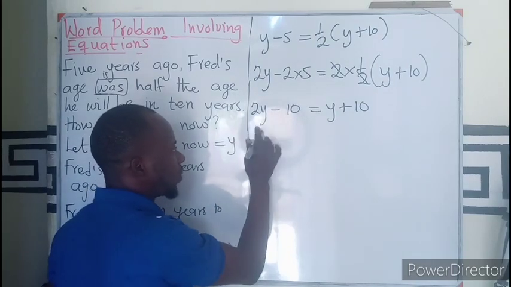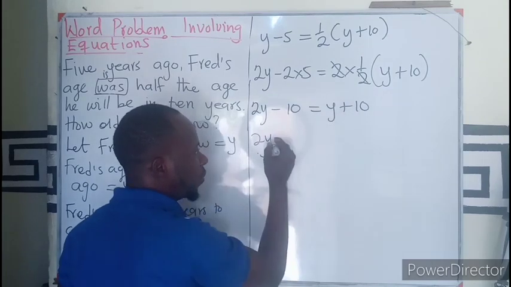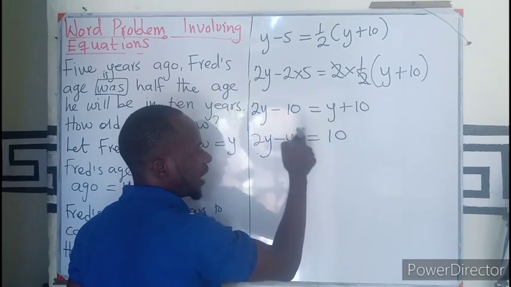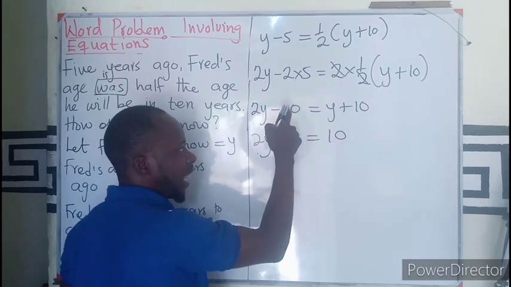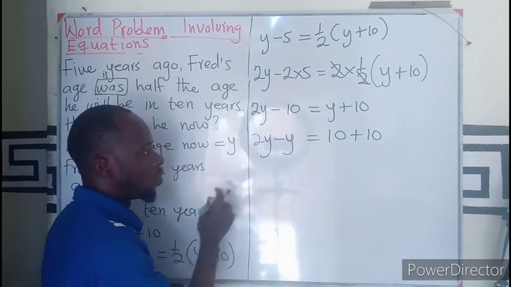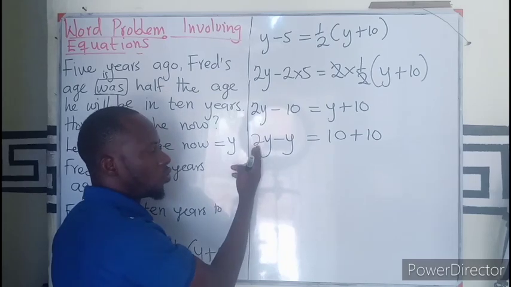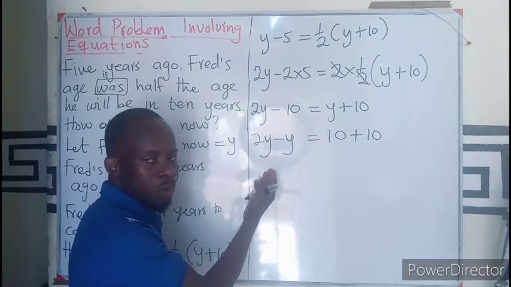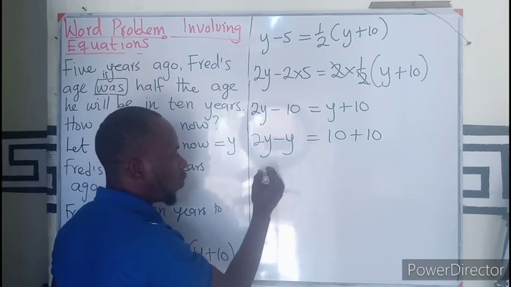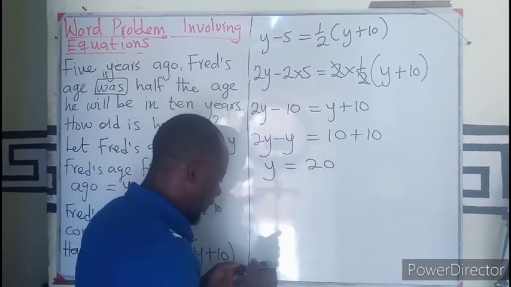So I have 2y. If I'm subtracting y from both sides, it will come here and be 0 there. Then this 10 will be there. If I am adding 10 to both sides, minus 10 plus 10 will be 0. Then it will come here as addition. So what do I get here? 2y minus y, as in 2 apples of the same color minus 1 apple of the same color. And that will give me only 1 apple. That is y equals 20.